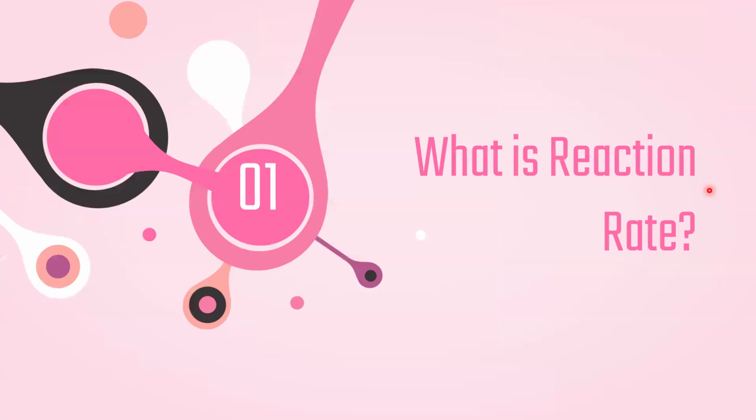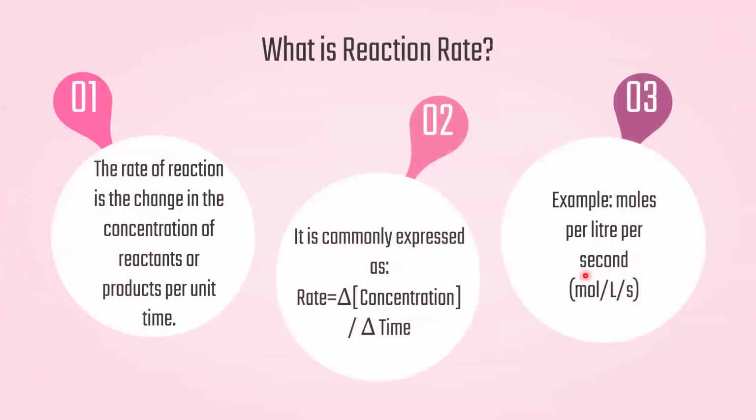All right, so what exactly is reaction rate? Now we are getting a bit of an idea about it, so let's talk about that now. The rate of reaction is the change in the concentration of reactants or products per unit time. That means how much the concentration is changing in a given time duration. I will show a graph for this as well.